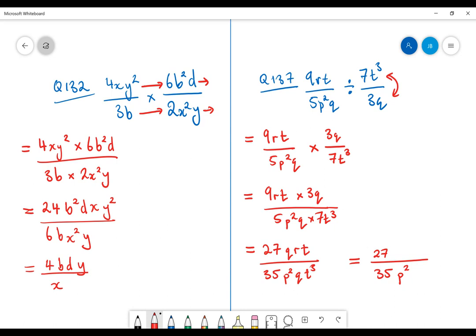We do have a q on both parts, so that actually just cancels and we don't write any q's in there. There is an r on the top, but nothing on the bottom, so that will stay as it is. And then cancelling out the t with the t cubed, that leaves me with t squared on the bottom. And we're done.